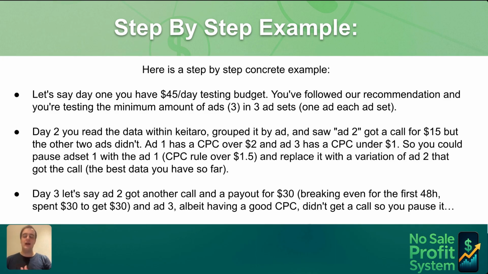However, even though it's actually doing better than the $1 million testing protocol, because it's the worst between the three, it will still be understandable to pause that ad set with the first ad, because it has the highest CPC and it doesn't have a call as well, and replace it with a variation of ad two that got the call. Why is this? Even though it's not profitable yet, it's the best one you have, because it's the only one that got you a call so far.